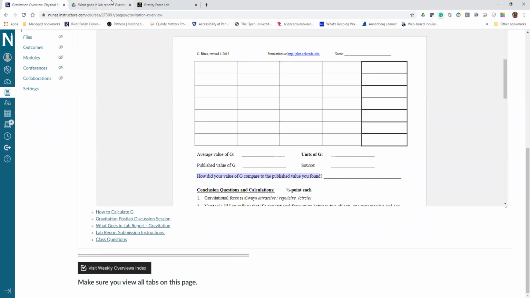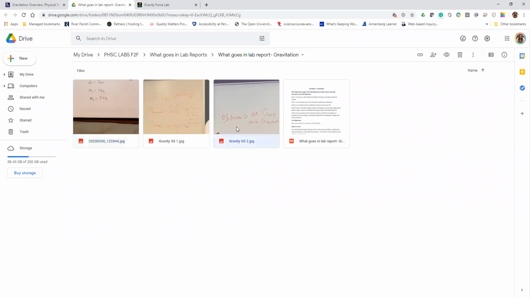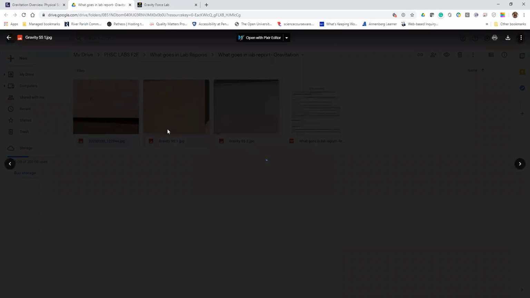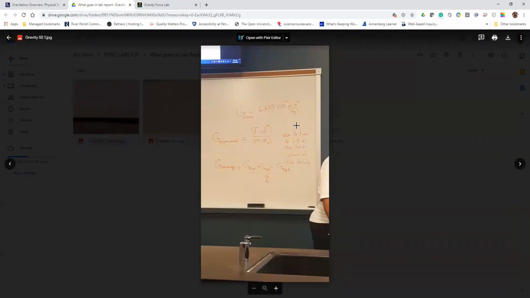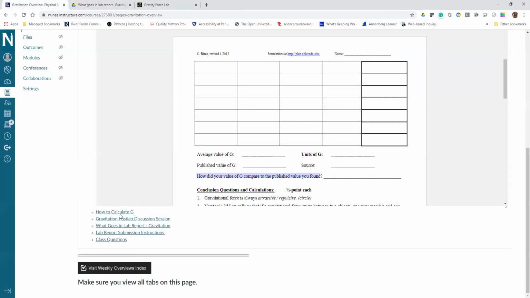Okay. If you get lost, if you click on the link in the overview that says how to calculate big G, this folder will open. There's an example of how you calculate big G. There's also a reminder that when you do a percent error calculation, use G average and G actual, or G published, that's what they're calling the published value. I also have some information that can guide you: a formula for G experimental is given, and how you get G average is given. So if you are having any difficulty, click on how to calculate big G, and you have access to this folder.